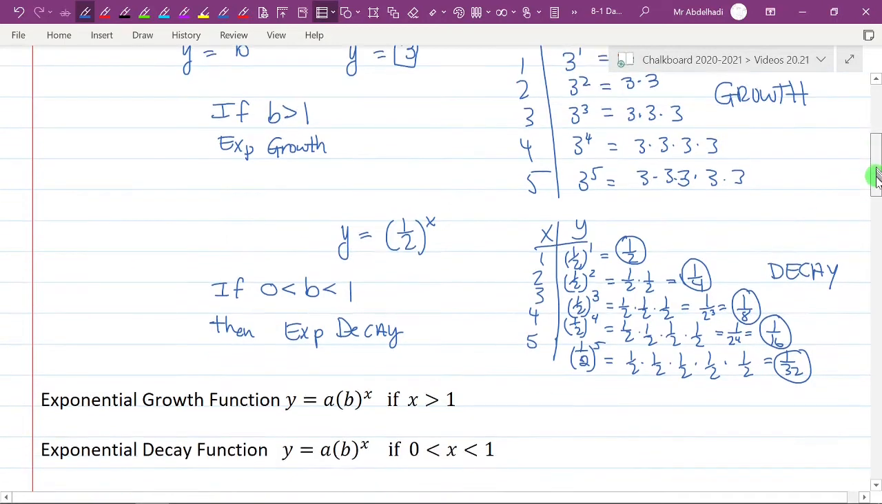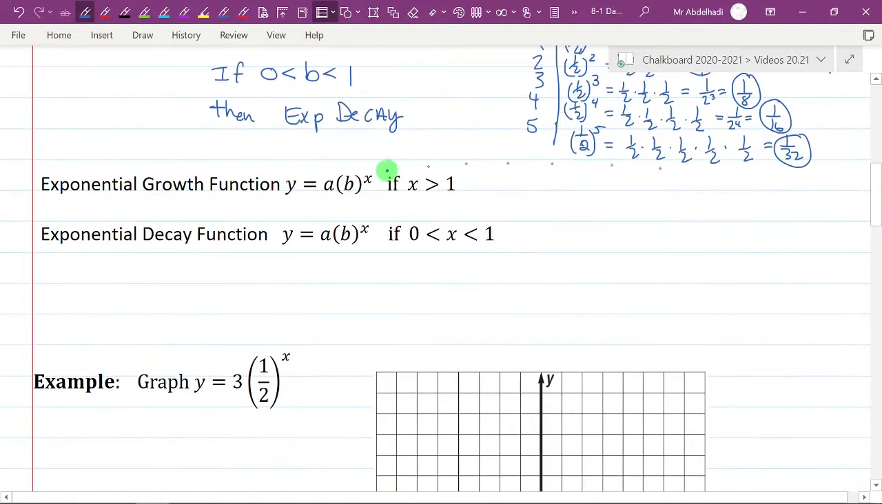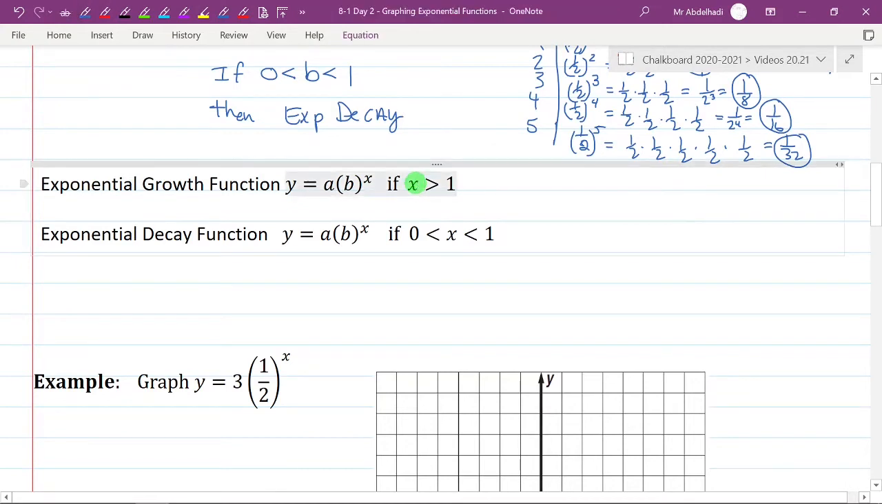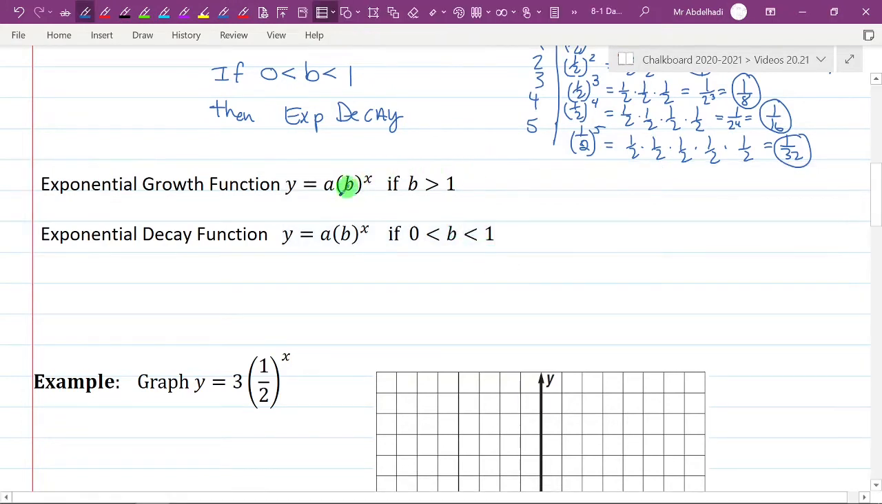So that's what these notes here say. If your b is greater than 1, sorry, this is actually wrong. This is supposed to be the letter b, not the letter x. Okay, so yeah, if your b in here is bigger than 1, then you're growing. If your b in here is less than 1, like it is here, you're shrinking. Okay, you're starting high and you're coming down low.